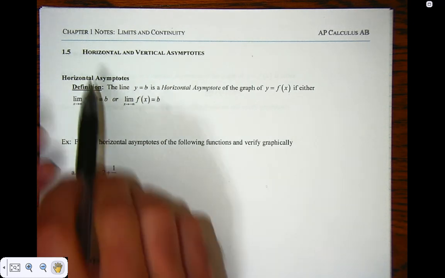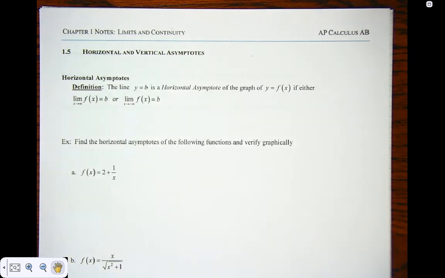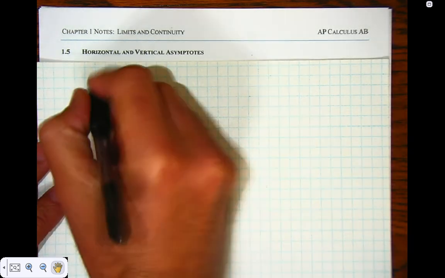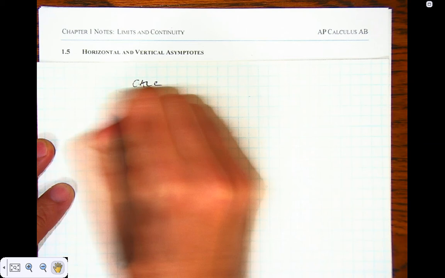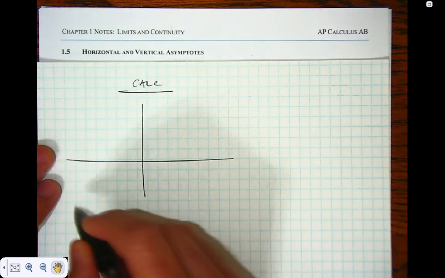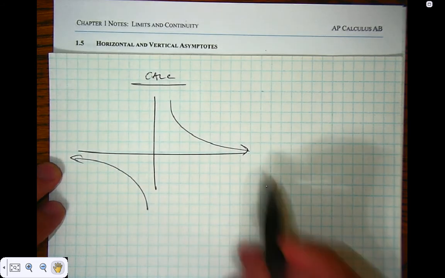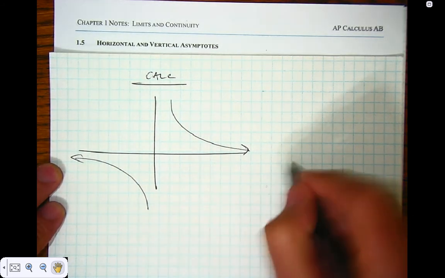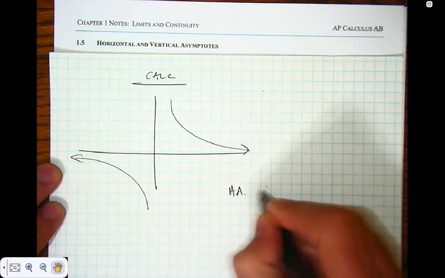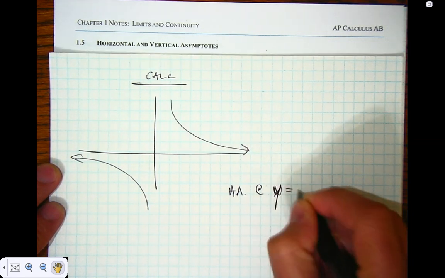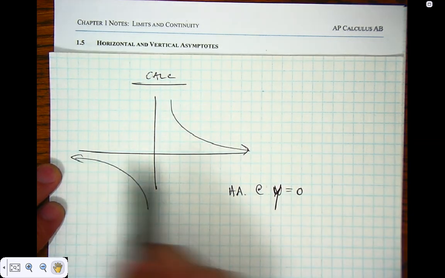Okay, so we're going to do horizontal and vertical asymptotes here. You learned about horizontal asymptotes and vertical asymptotes in pre-calculus, and calculus really just makes it a lot easier. In calculus, we're going to think about overall function knowledge here. You would probably look at this and say there seems to be a horizontal asymptote, and it's equal to y equals 0. So it's basically the x-axis here.